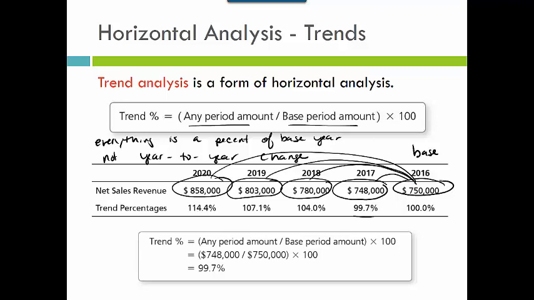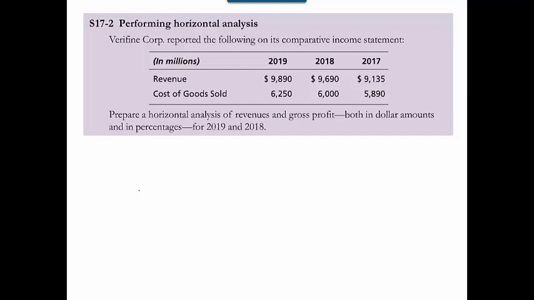So it's not showing you how much it increased from the year before. It's showing each one as a percent of the base year, which I think is a little bit different than probably how you're used to seeing trend analysis. So here's an example.